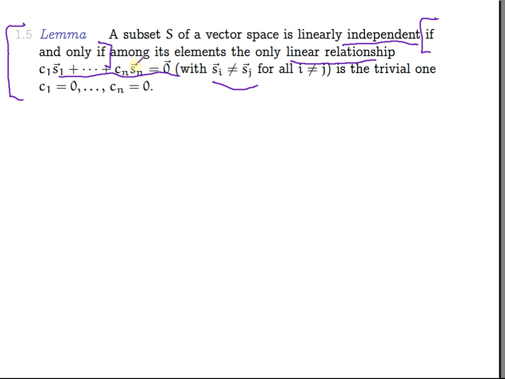That means we have to prove two implications. We have to show that linear independence means the only linear relationship is trivial. And we also have to show that if the only linear relationship is trivial, then the set of vectors is linearly independent. So let's see what the proof looks like here.